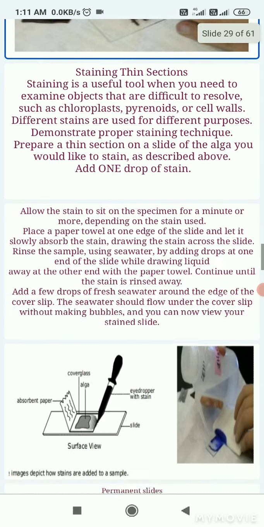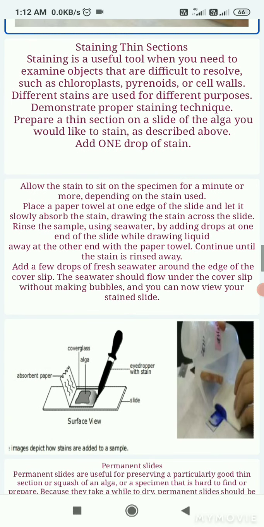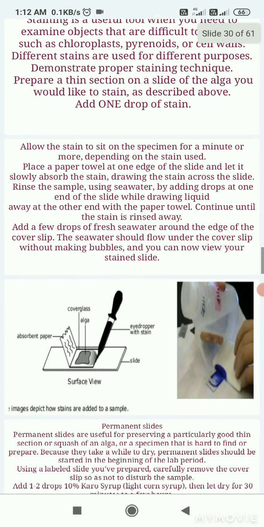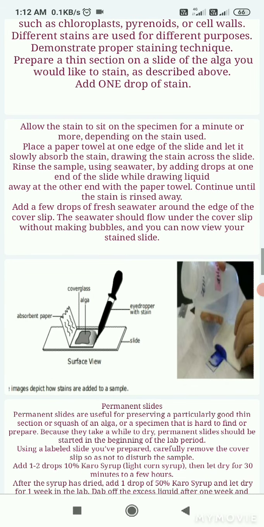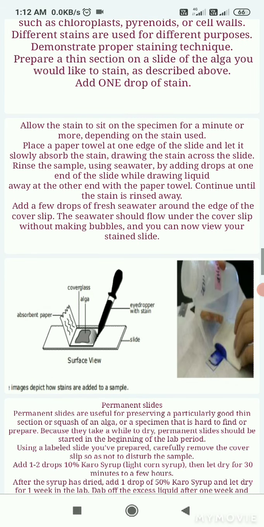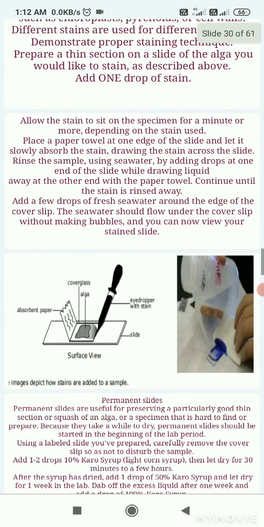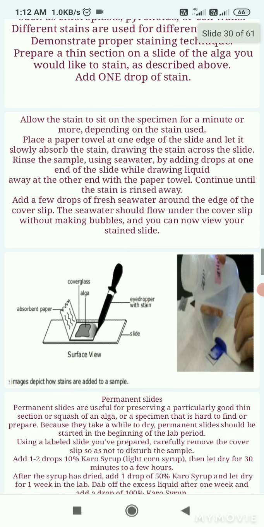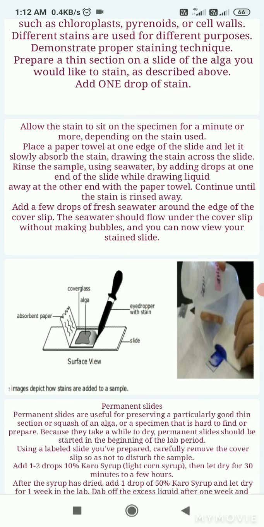Then allow the stain to sit on the specimen for a minute or more depending on the stain used. After that, place a paper towel or blotting paper on the edges of the slide and let it slowly absorb the stain. After that, the stain can be rinsed away from the slide, and rinse the sample using water by adding a drop of water.